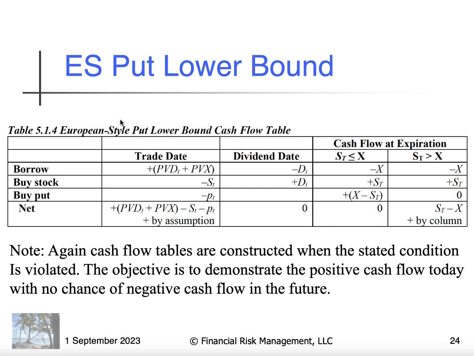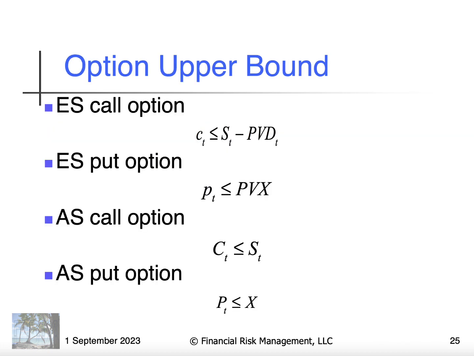In the case of the European style put lower bound cash flow table, again, we've assumed that the European style lower bound is violated. If that's the case, then this stream of cash flows will be positive by assumption. There's no chance of a future payout. Hence, we would call this arbitrage, and that should not last very long. Once again, notice I've synthetically created a call option. Again, this is where we get the notion of put-call parity.